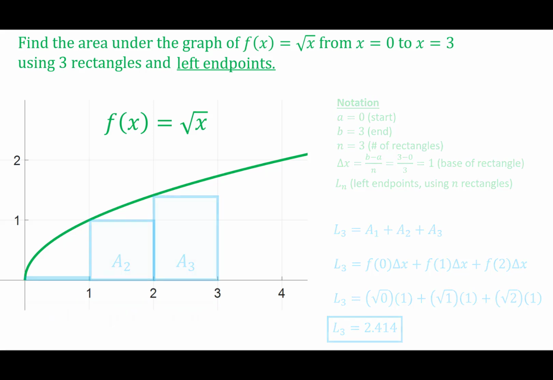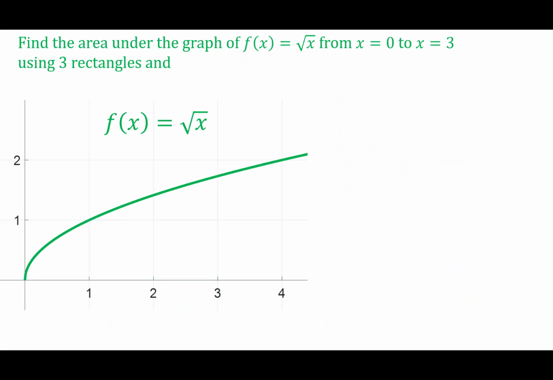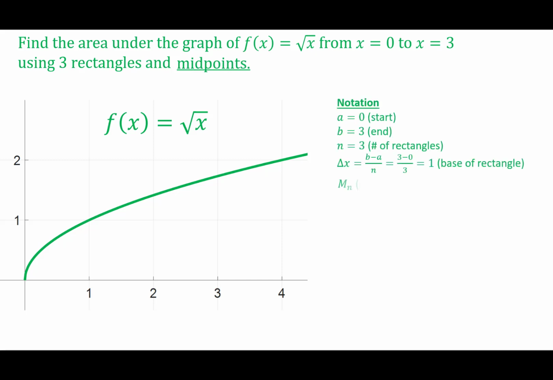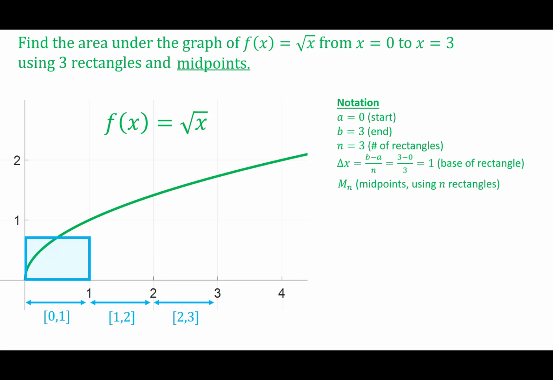All right, let's do this one more time and approximate the area under the curve from 0 to 3, but this time using midpoints. So again, notation is the same, except we do M sub n for midpoints, M for midpoints. We've got our three subintervals again, but now we're using the midpoint on each subinterval to figure out what the height of our rectangles are. So there's the height of the first rectangle, determined by the function value at 0.5. Height of the second rectangle, determined by the function value at 1.5. And there's our third rectangle. The height is determined by the function evaluated at 2.5.